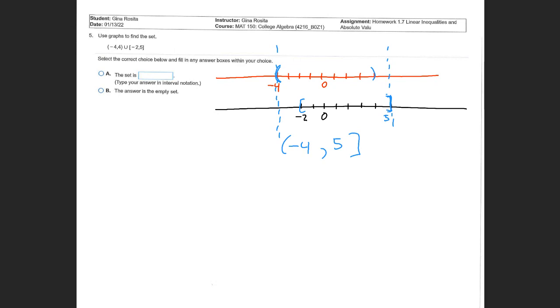Any questions for this one? Try again, try again. Math just needs practice and practice and practice. Okay, just go to the next one.